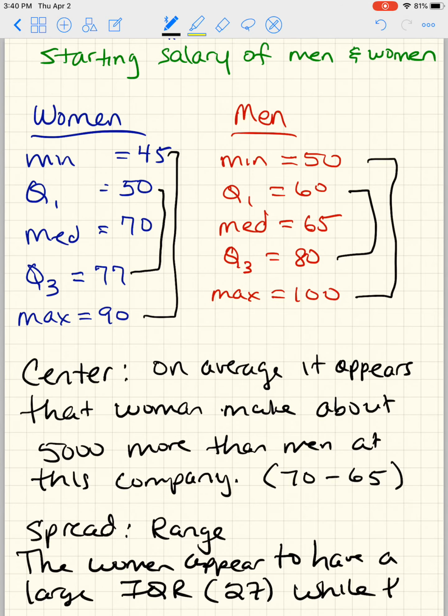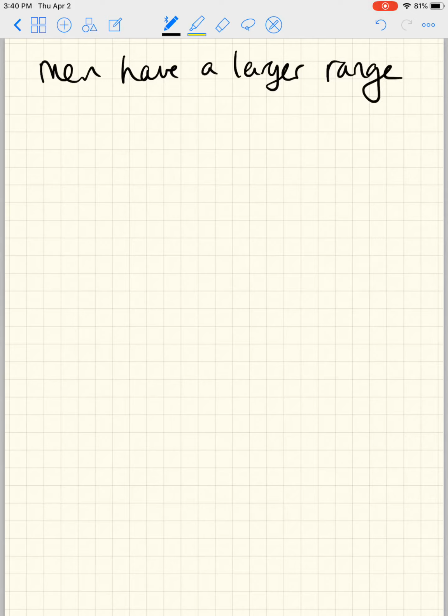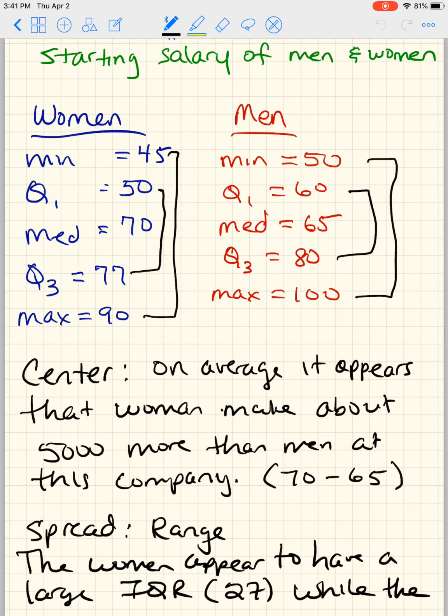While the men have a larger range, and then put the value of the range, which we said was 50. Okay. So that's how you could compare their range. And now let's look at these box plots, okay?